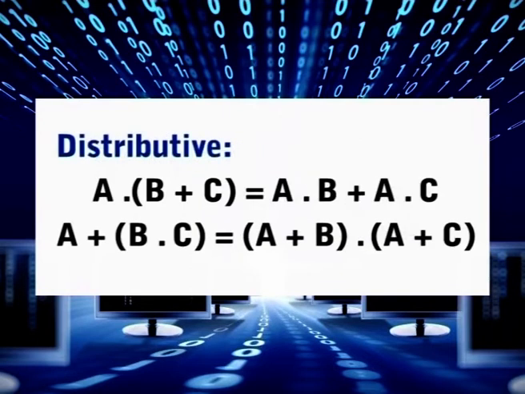Now, coming to the last property, called the distributive property. It states that the result of the OR operation done on b and c, when ANDed with a, is equal to the OR operation of the two results obtained by ANDing a with b and a with c. Similarly, the second case says that the result of applying the OR operation on a and the product of b and c is equal to the result obtained by applying the AND operation on the two results obtained by adding a with b and a with c.